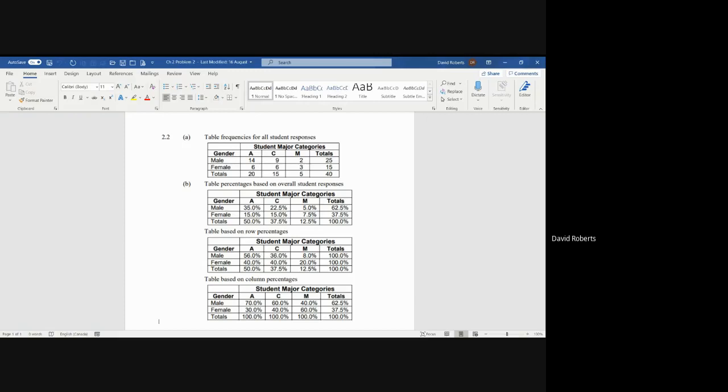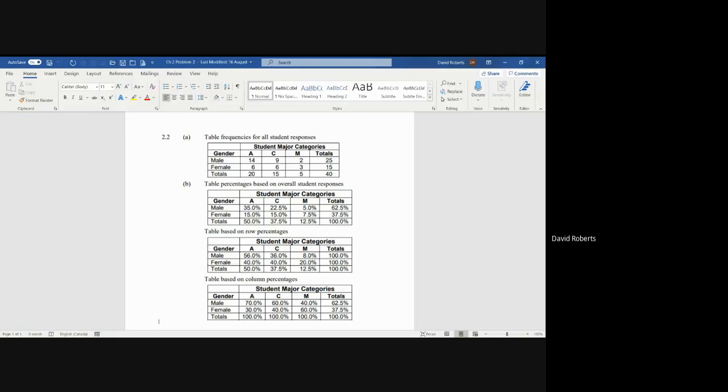So in part A, you can see that we record 14 males who are taking accounting, 9 are taking computer information systems, and 2 are taking marketing. You can see the females are broken down into 6 for accounting, 6 for computer information systems, and 3 for marketing. We have a total of 25 males, 15 females, 20 accounting students, 15 computer students, and 5 marketing students for a total of 40. So those are in numeric form.